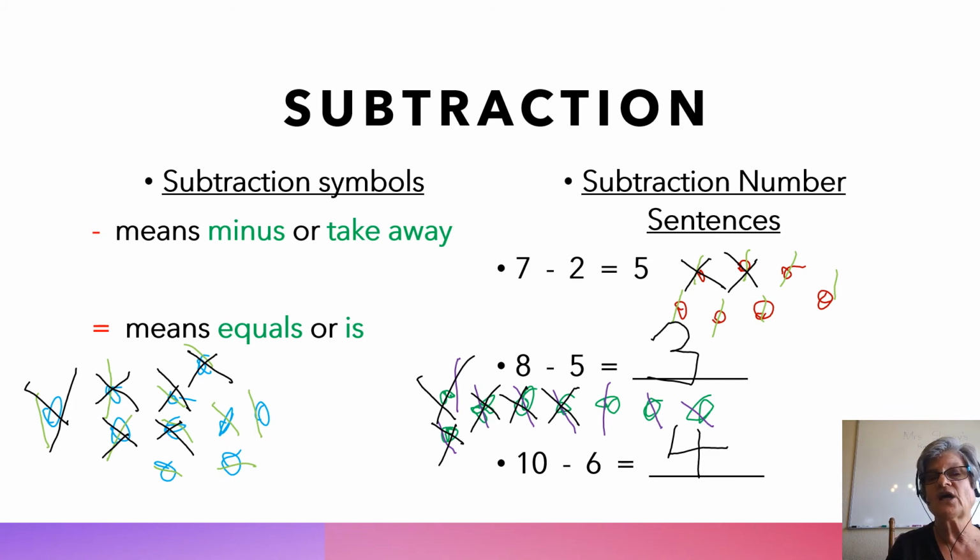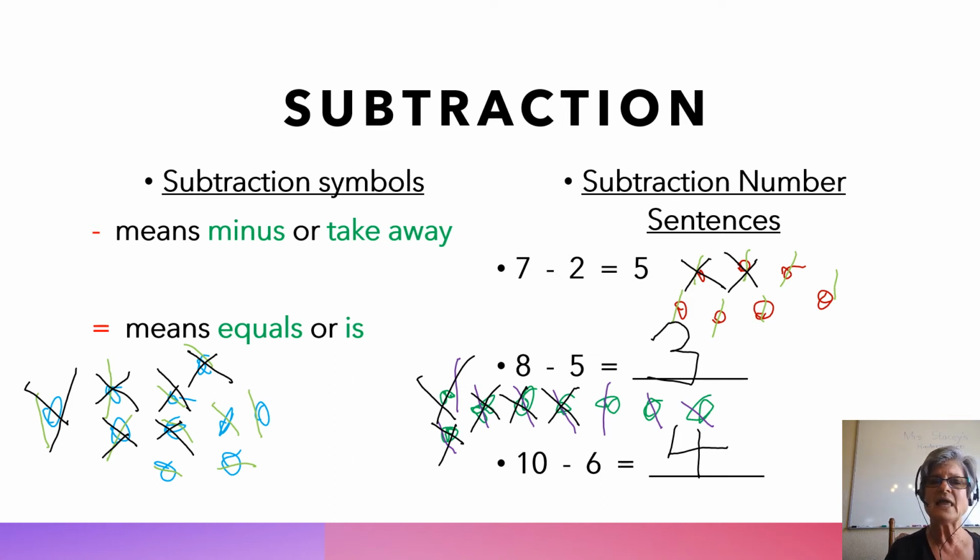The sentence on top of that subtraction sentence says 7 take away 2 equals 5. 7 is bigger than 5. It always will be. The first number in your subtraction sentence will always be bigger than your last one.